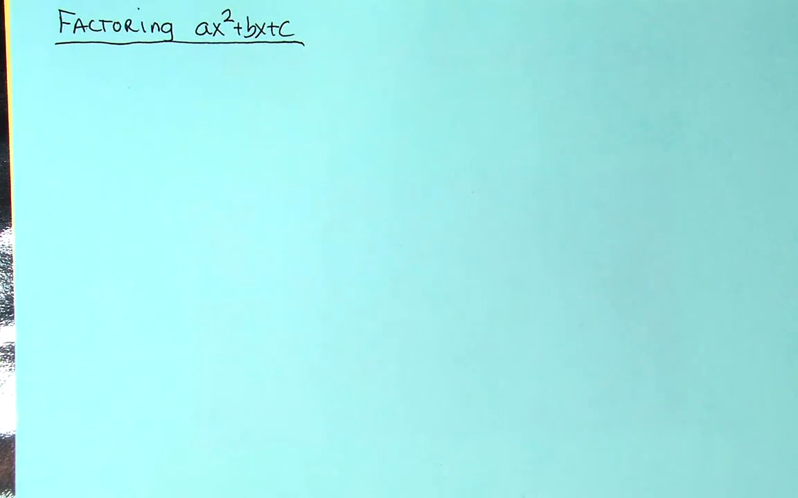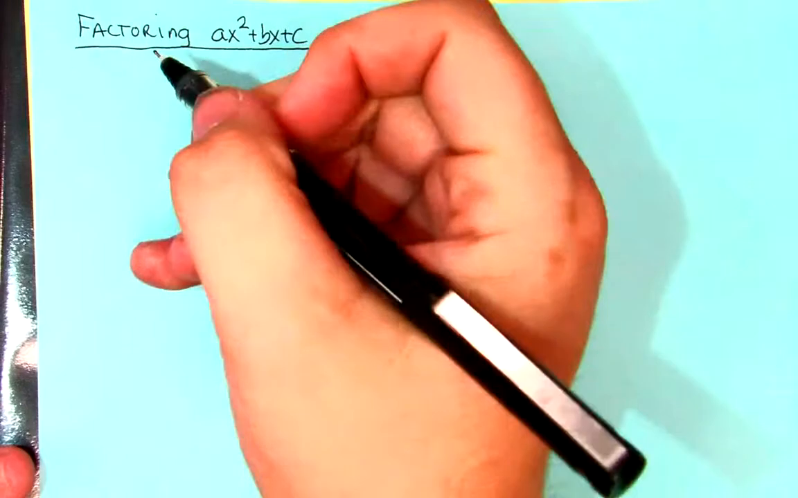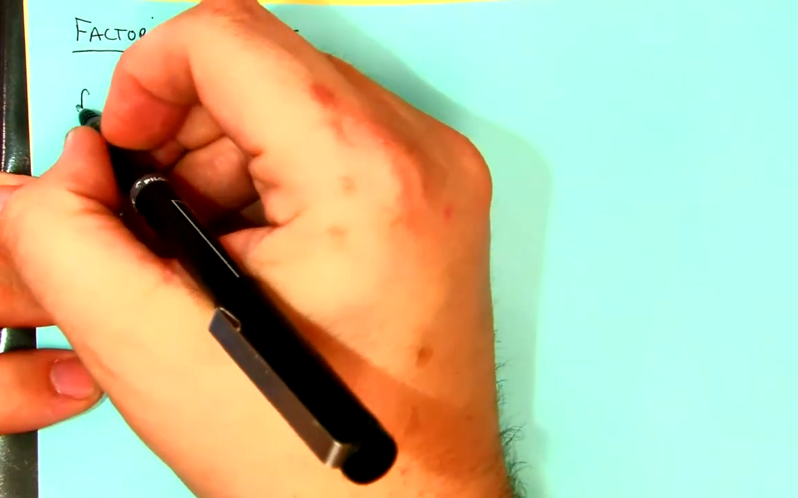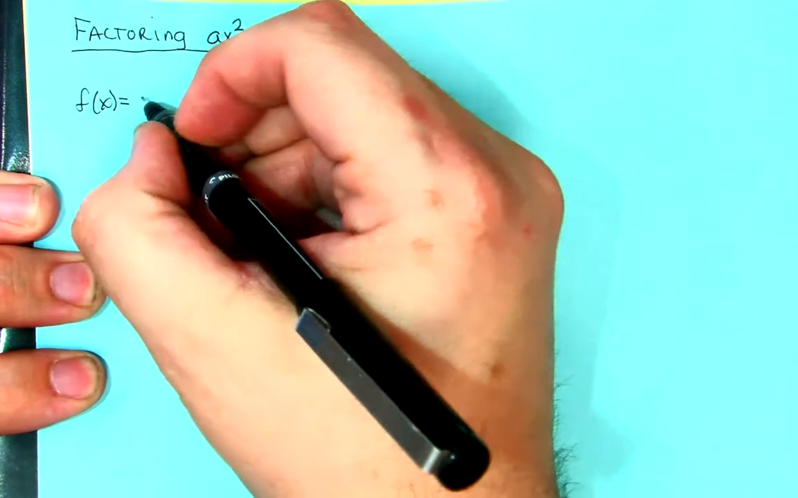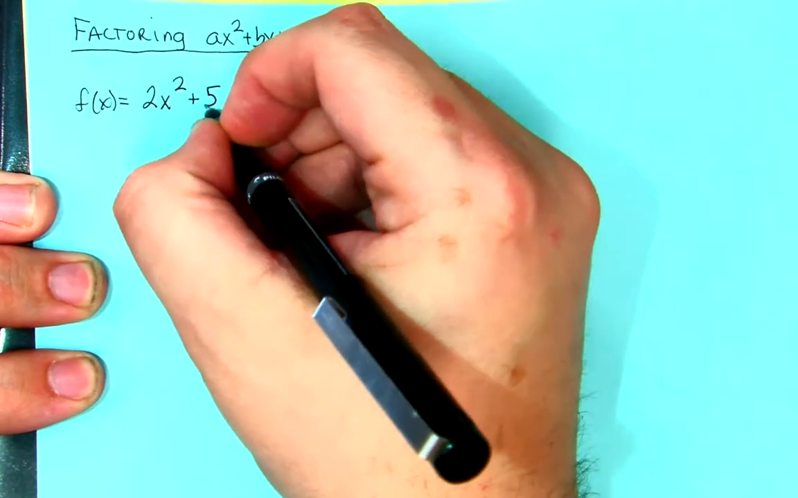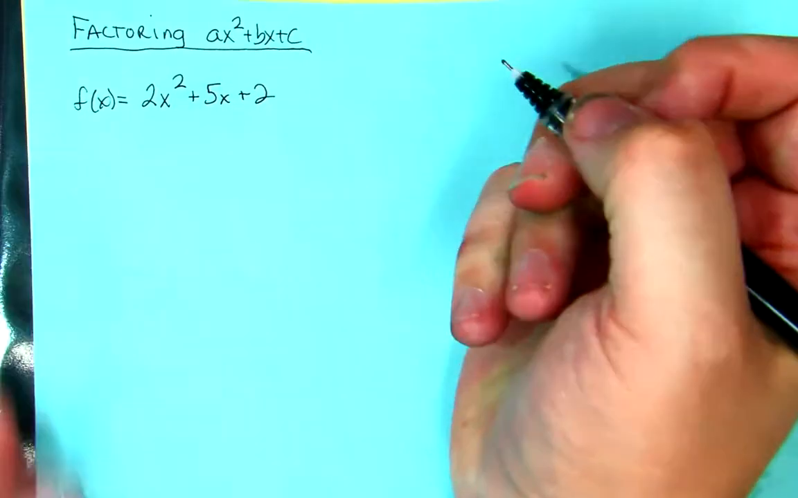Hi everybody, we are going to now talk about factoring a quadratic trinomial, or the quadratic function. And it's a very straightforward step-by-step process. I will go through that process with you. Let's start with this function. f(x) is equal to 2x squared plus 5x plus 2.